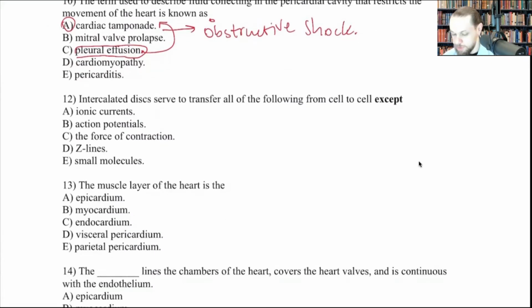All right. Number 12, we're going to go with Aaron.